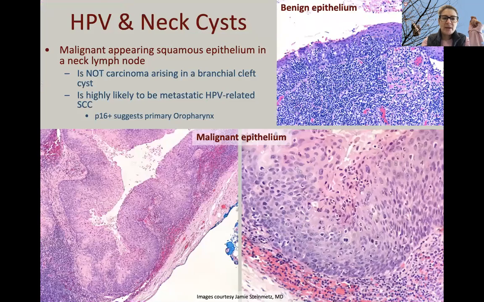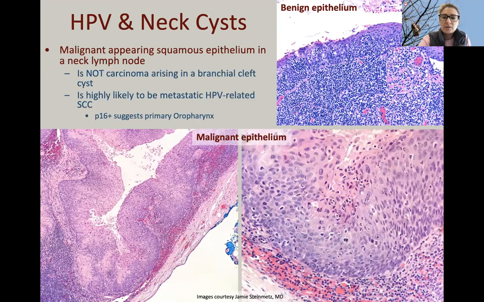I will make a comment on squamous lined cysts of the neck. If we are extremely certain that they are histologically bland and benign, we can call them branchial cleft cysts. However, squamous epithelium in adult patients in the lymph node rich zones of the neck that does not appear bland, that appears atypical or frankly malignant, is essentially metastatic squamous cell carcinoma until proven otherwise, generally coming from the oropharynx.